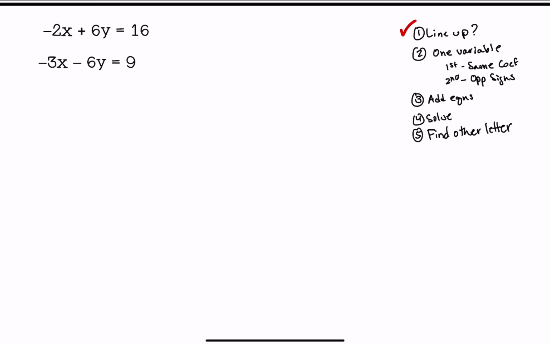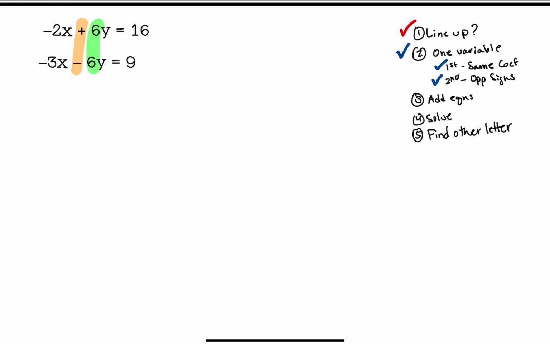Now we've got to check one of our variables. Does it have the same coefficient? Looking at our two letter types, we've got X's and Y's. Right now it looks like my Y's have the same coefficient. That's good, so we're going to check that off. Do they have opposite signs? Let's look. In front of those 6's, do we have one a plus and one a minus? Yes, we do. So I can check that off. That means step 2 is totally done.